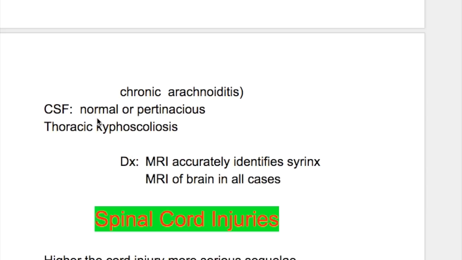CSF may be normal or proteinaceous. The patient may have thoracic kyphoscoliosis. MRI accurately identifies syrinx in the spinal cord, but MRI of the brain should be done in all cases.